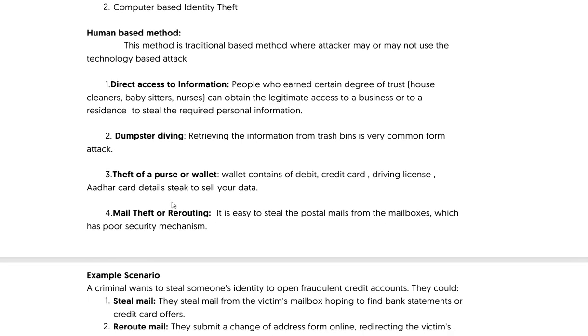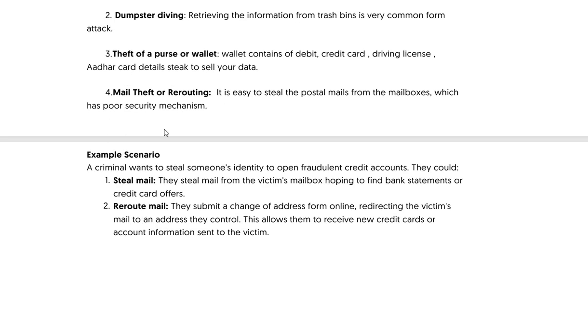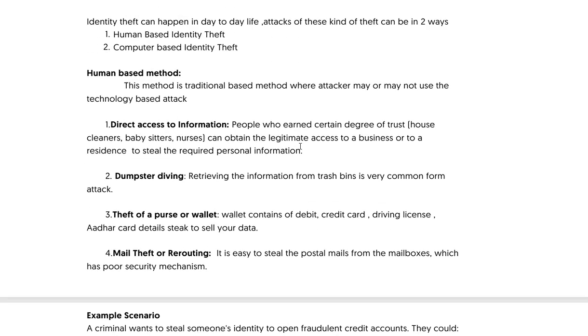Okay, so here we are categorizing into direct access to the information, dumpster diving, theft of a purse or the wallet, mail theft or rerouting. Rerouting, I'll give you one example on it. Direct access to information involves people who earn a certain degree of trust. For example, it usually happens in a home, where we keep a maid, house cleaners, babysitters, or nurses, with whom women usually share everything, right? These are people who gain a certain degree of trust to get legitimate access to businesses or a residence to steal the required information.